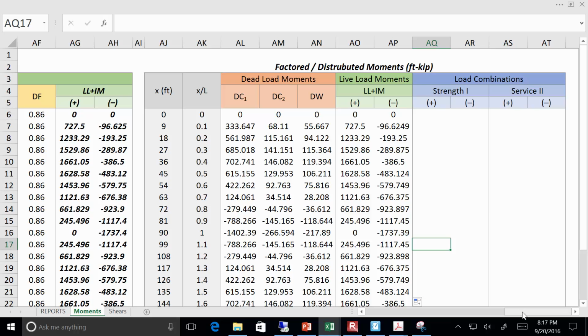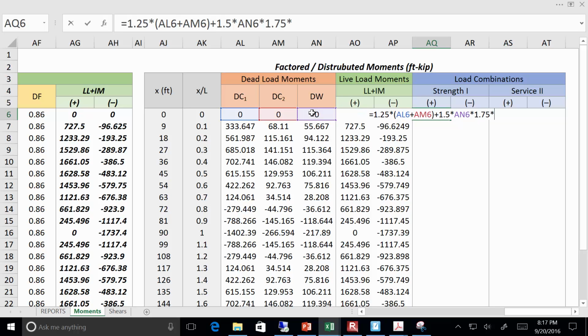Okay, so let's go through and do that. So here's my load combinations. All right, so strength 1. So what do I say? 1.25 times DC. So I've actually got 2 DC components. So I'm going to say DC1 plus DC2 plus 1.5 times DW plus 1.75 times my live load. And since I've got an envelope, I've got positives and negatives. I've got to do 1 here, and then I've got to do the same thing.